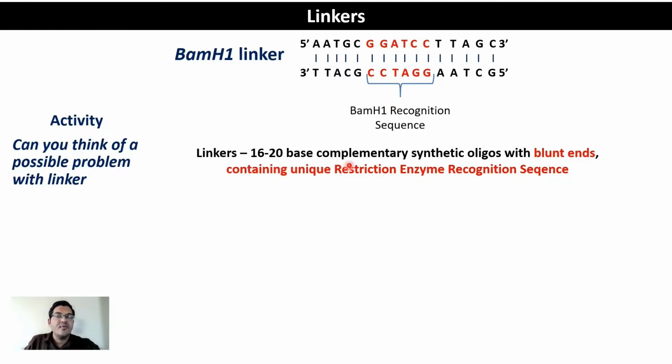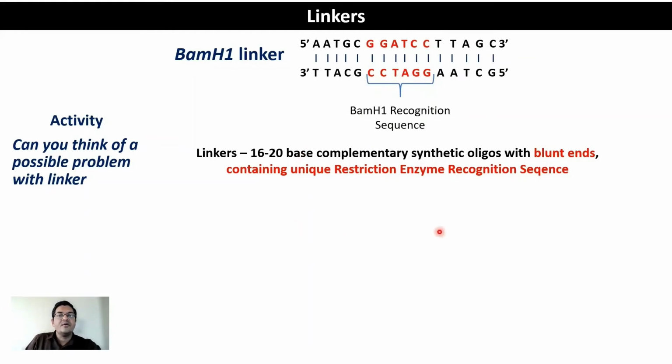Linkers are 16 to 20 base complementary synthetic oligos with blunt ends, and within the sequence they contain a unique recognition sequence for one enzyme. In this case, this is a BamHI recognition sequence, which is GGATCC, right? So this is a 6 base sequence here. And this is a palindrome again, as has been repeated many times in the lectures now. The recognition sequences are palindromic in nature, which means they can be read the same when read from 5' to 3' on both the strands. So this is GGATCC, and here again it is GGATCC, right?